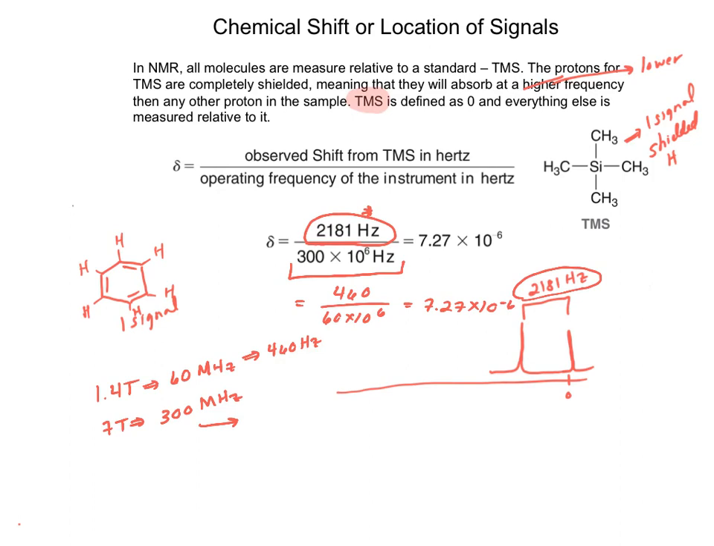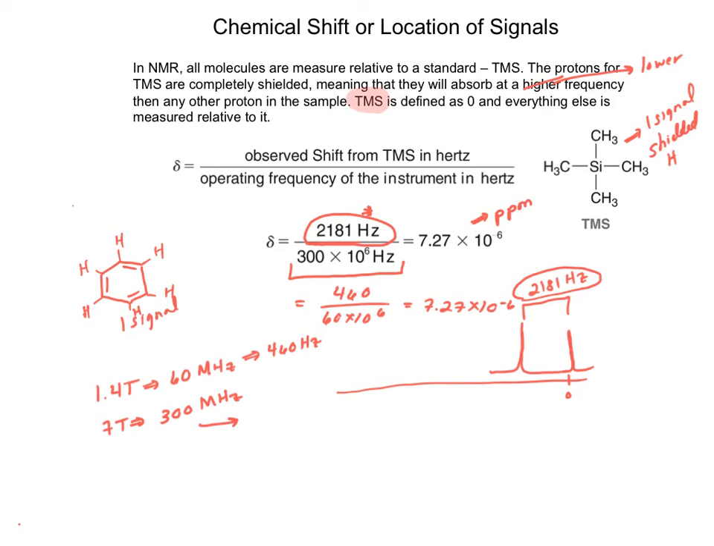So again, the only thing we're doing here is dividing it by the operating frequency of the instrument, which gives us the same number for the same molecule, which is what we would like to have. Now, 10 to the minus 6, we don't like to deal with small numbers like that, so a prefix multiplier for 10 to the minus 6 is parts per million, ppm. And so what we do in terms of chemical shifts in NMR spectroscopy is we just get rid of this 10 to the minus 6 and replace it with ppm.